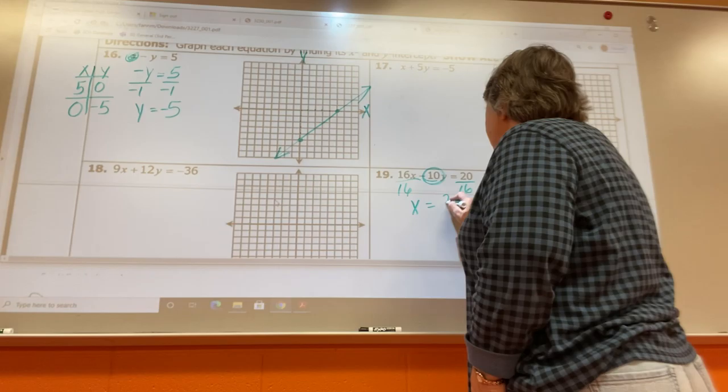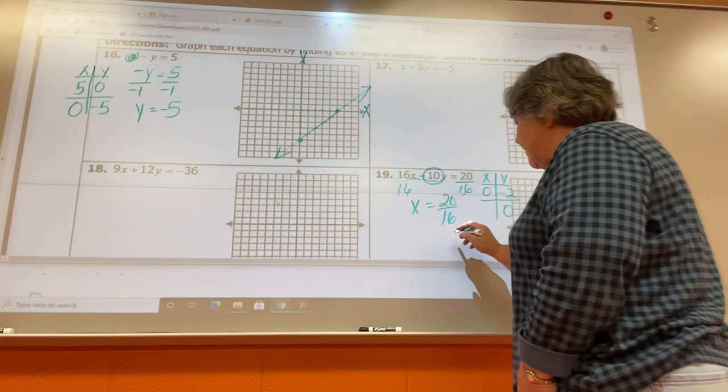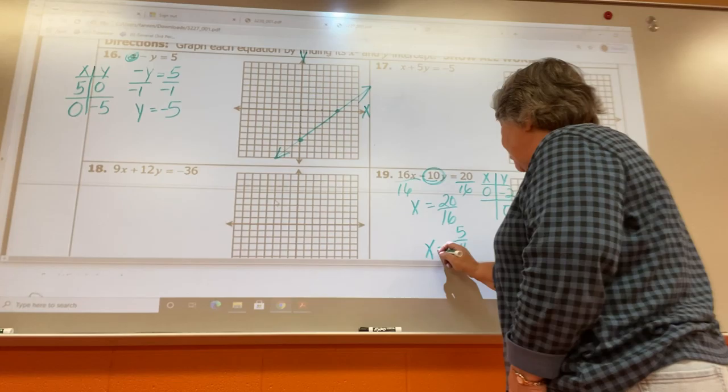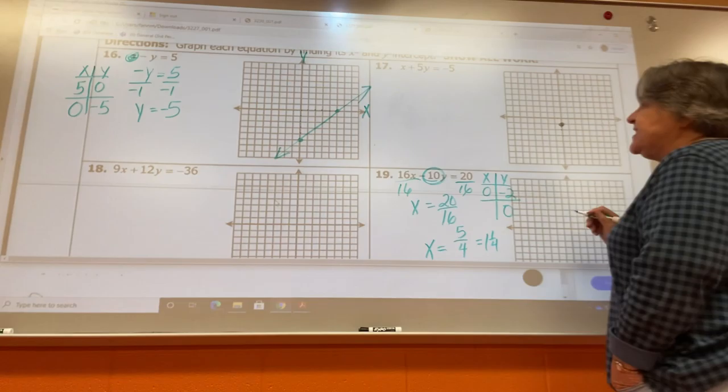I'm going to do 16 for you. 16 is, if you do the x and y intercepts, you don't have anything to graph. You don't know where the line is. So that's why I'm going to help you with that one, because to do x and y intercepts, we've already practiced that.